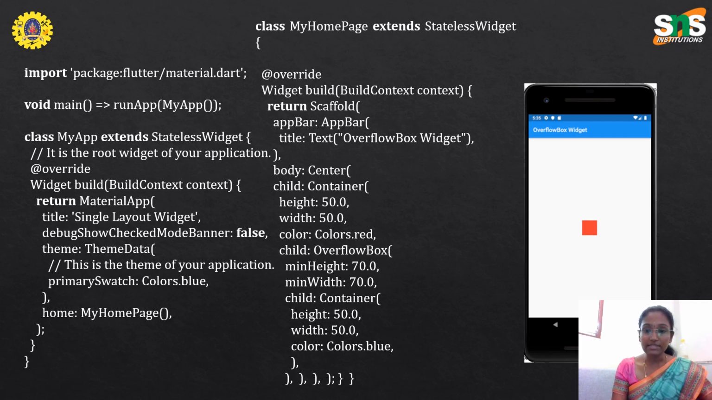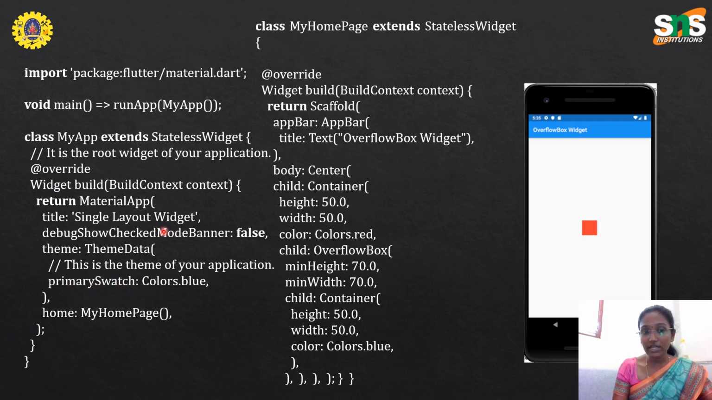Here I will start with the stateless widgets, which I will create over here. And next, we have to build the function that returns the material app. I'll give the title over the single layout widgets. It will be shown above the app bar. And next one is the theme of your new application.